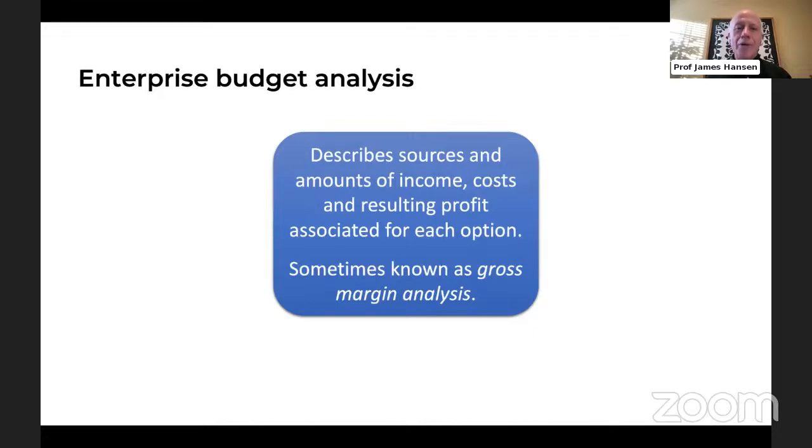Sometimes I've heard the term, in some countries in Africa, of gross margin analysis. So the terminology might be different in different universities or different countries. It's likely that most agricultural students who've taken an introduction to farm management or an introduction to agricultural economics have been exposed to this.